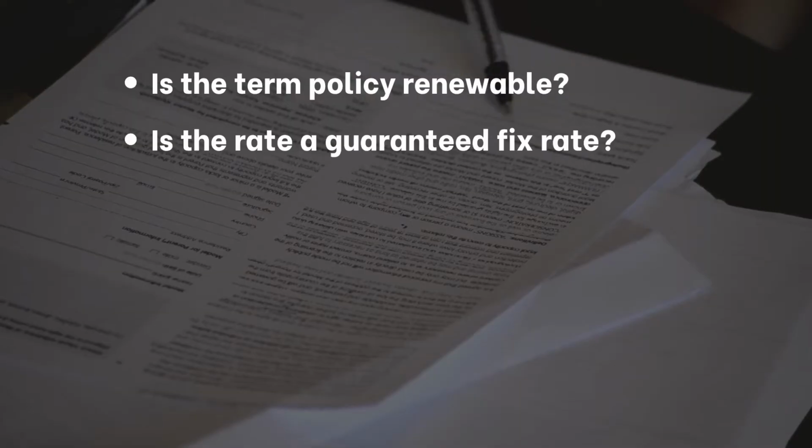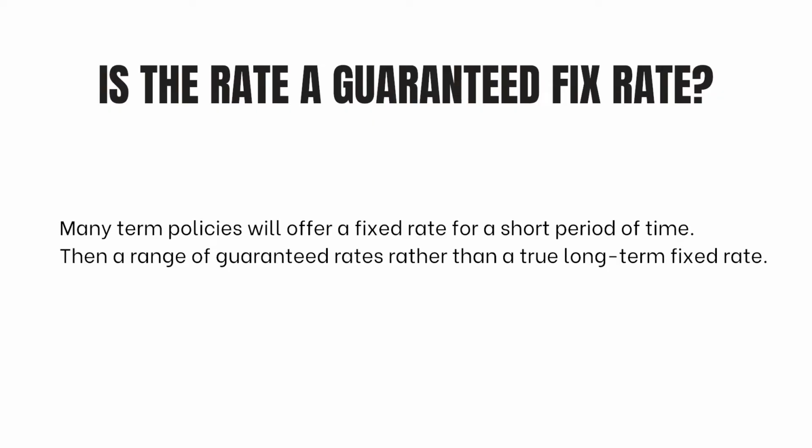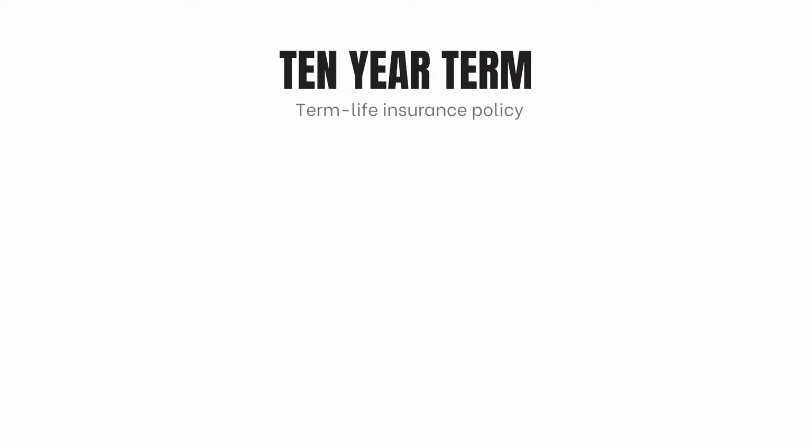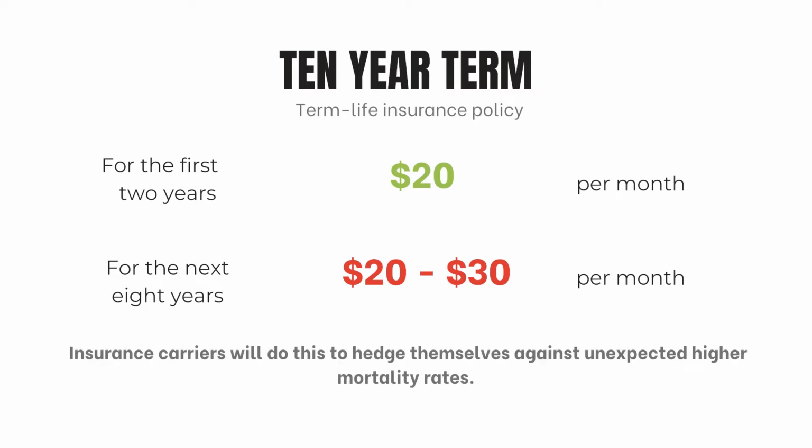Is the rate a guaranteed fixed rate? Many term policies will offer a fixed rate for a short period of time, then a range of guaranteed rate rather than a true long-term fixed rate. An example, a 10-year term may have a rate of $20 per month for the first 2 years, then a rate of $20 to $30 for the next 8 years. Insurance carriers will do this to hedge themselves against unexpected higher mortality rates. This is not necessarily a bad thing.